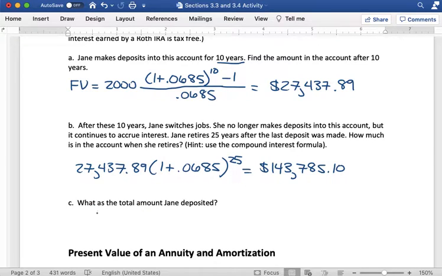And this should say what was the total amount Jane deposited. She deposited $2,000 a year for 10 years, so she deposited $20,000. So in that 10-year time, her investment grew $7,000, but then after that, that 25 years after that, it really grew a lot more. So the advice that you see is always to start early with retirement, start saving in your 20s, and that's time that you need to really build up your retirement accounts so that you have a lot of money when it's time to retire.